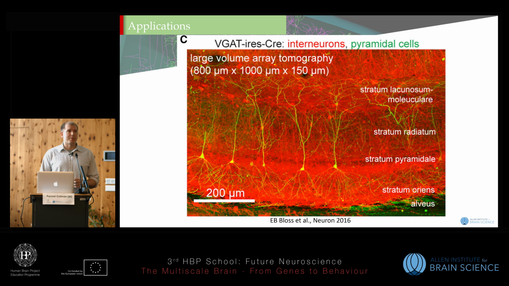And then finally, I thought I'd spend a little bit of time emphasizing this paper that I think is quite impressive and interesting, from Eric Bloss and Nelson Spruston at Janelia Farm, that was published in Neuron just a few months ago. In this paper, they used array tomography to quantify how different types of interneurons innervate different components of the dendritic arbor of excitatory neurons in the hippocampus. Their strategy was to make samples in which they had lit up the excitatory neurons in one color, and then lit up different subtypes of interneurons in another color using a transgenic strategy.